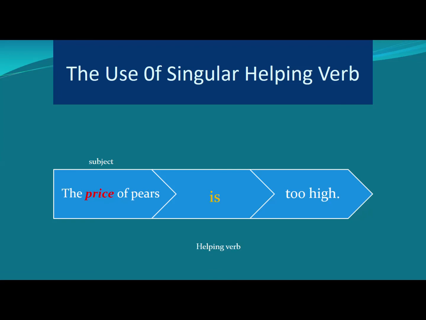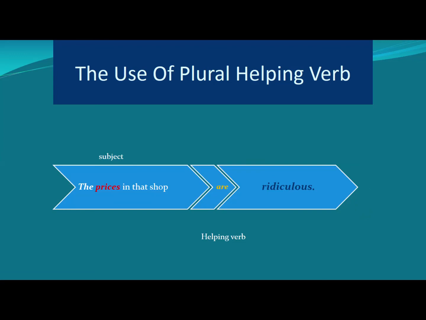Now here, the use of the singular helping verb is. The price of pears is too high. Over here the subject is price. Price is singular. So the helping verb will be singular. The price of pears is too high. The prices in that shop are ridiculous. Here the subject is plural, so the helping verb will be plural. The prices in that shop are ridiculous.